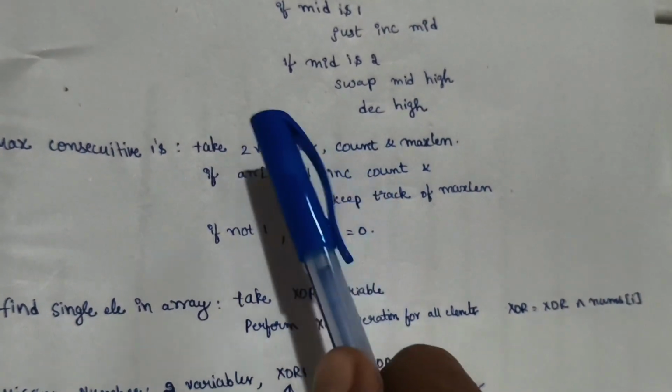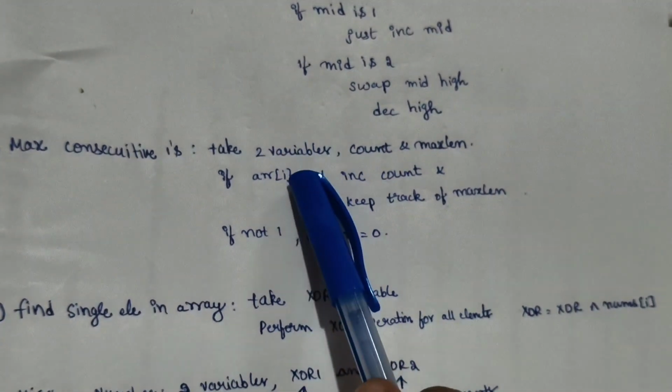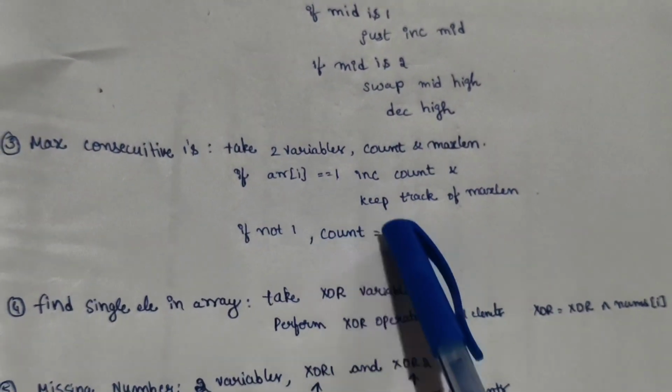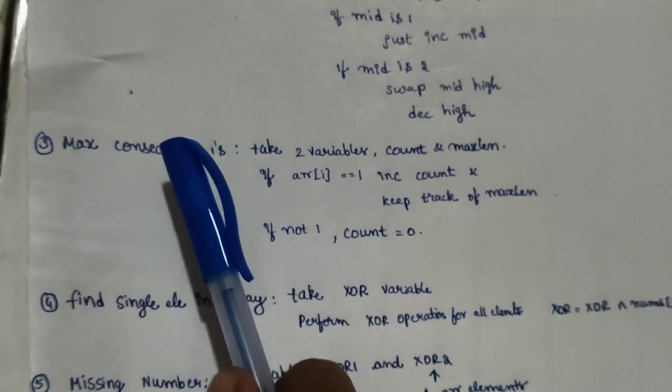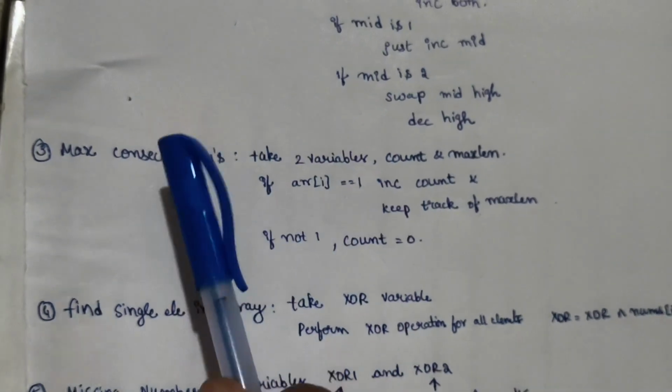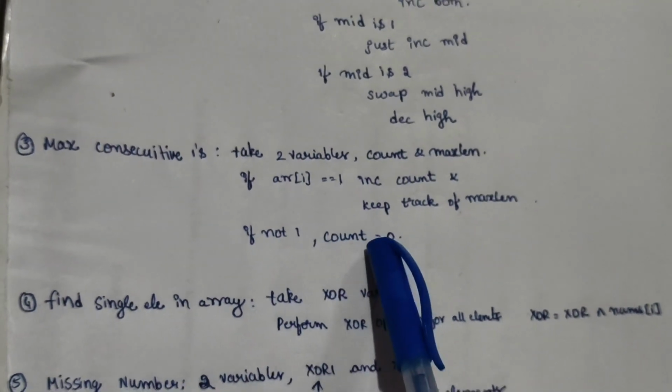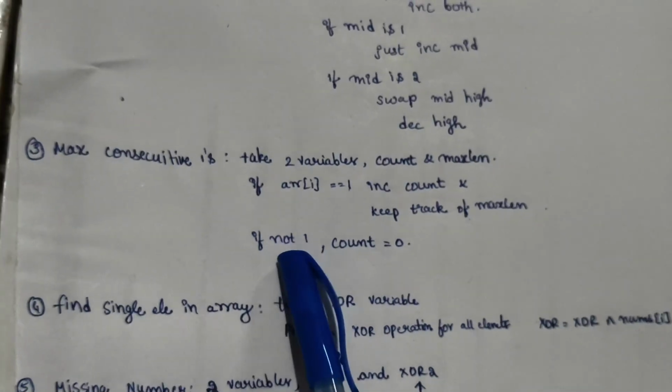And if the array element is not 1, we will initialize the count to 0. Because we have to find consecutive ones only, that's why we will initialize the count to 0 if the array element is not 1.